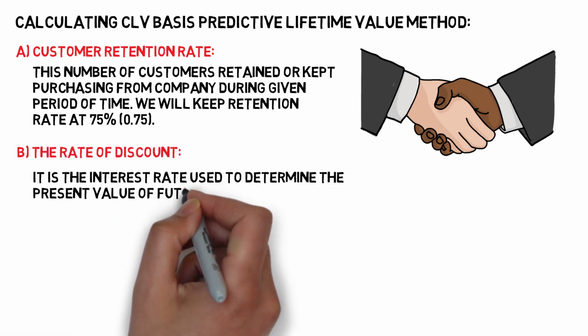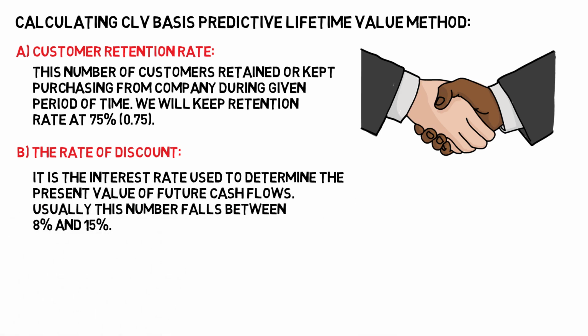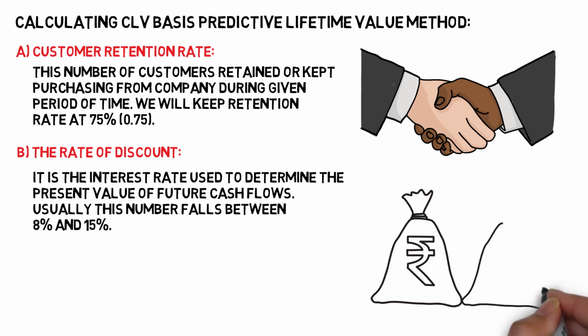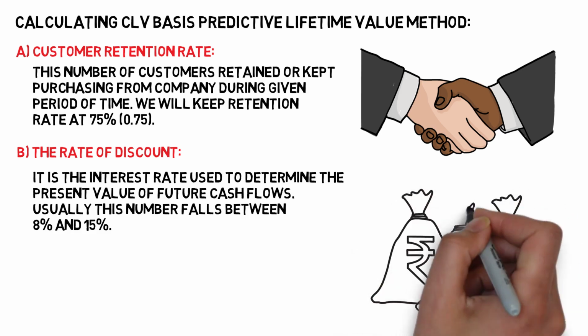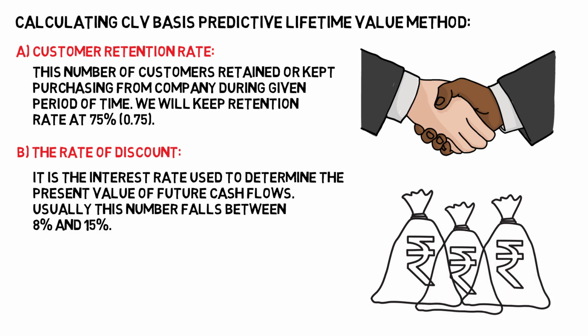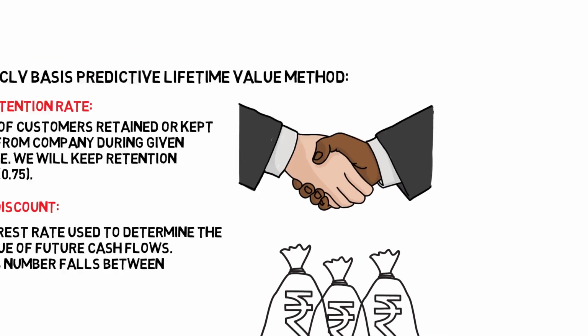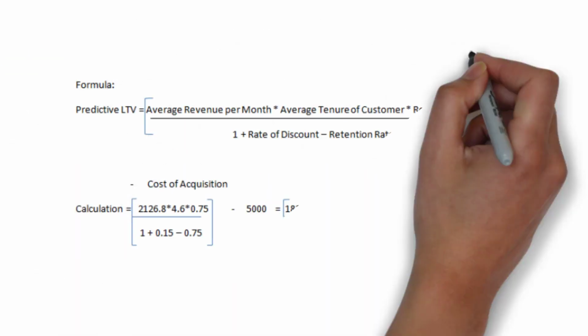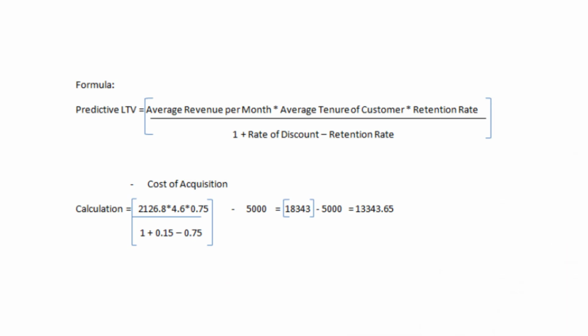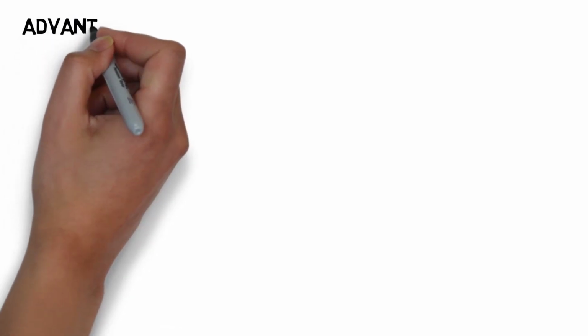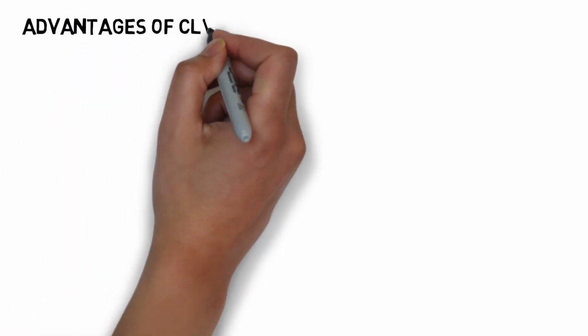The rate of discount is the interest rate used to determine the present value of future cash flows. Usually, this number falls between 8% to 15%. For our analysis, we will consider it at 15%. So the formula which we will use is provided. Calculating predictive LTV, we get 13,343.65.